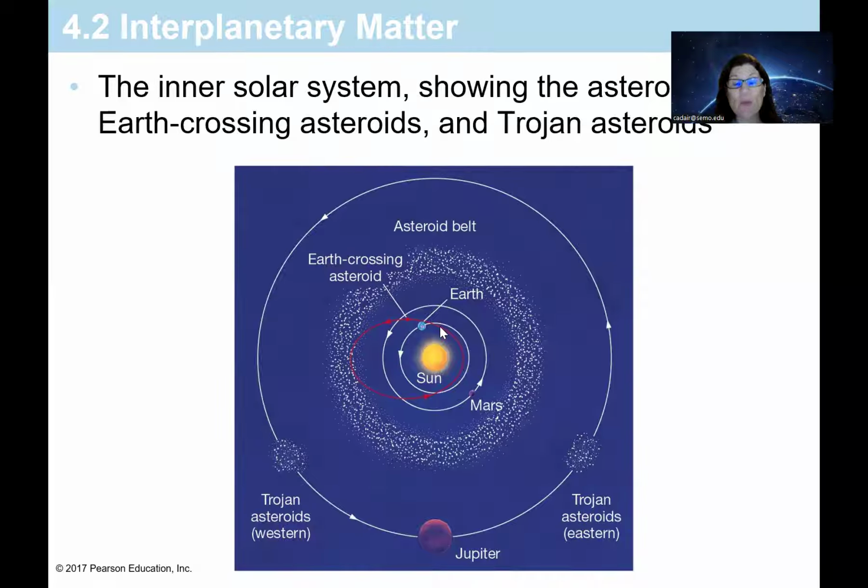Rubin Observatory, one of the missions is to find and catalog Earth crossing asteroids. So NASA put out a call. And one of the reasons why we got funding to build the telescope was because we have a mission that will identify hazardous asteroids.